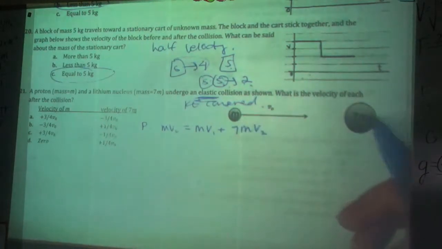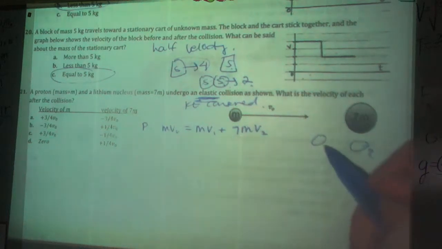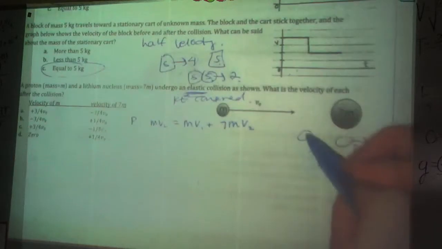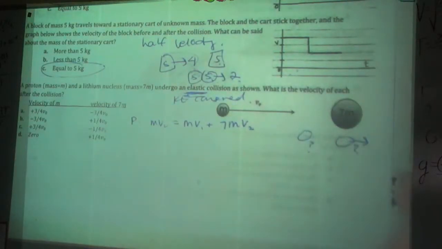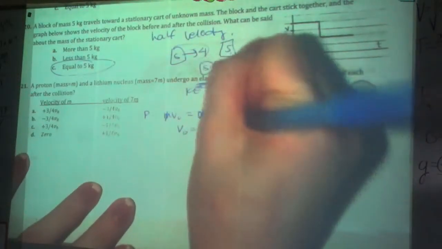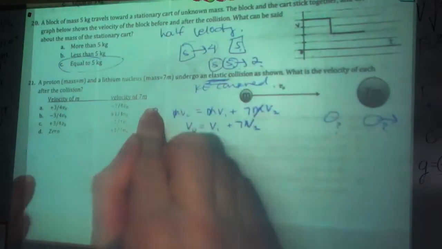So I don't know what's going to be happening. Probably this one goes off. I have no idea if they bounce off each other, so just unknown and unknown. If anything, we know this one's going to go this way. Whether this one bounces off or continues just slower, we don't know yet. So we can simplify this a little bit, cross off the m's, so we have v naught equals v1 plus 7 v2. Alright, that's my momentum conservation equation.